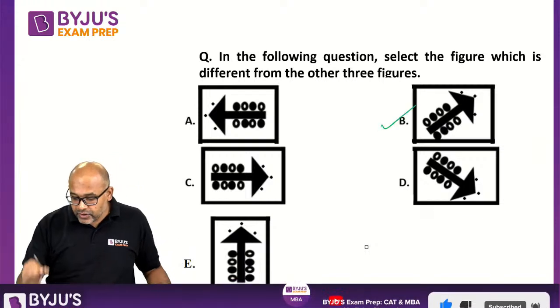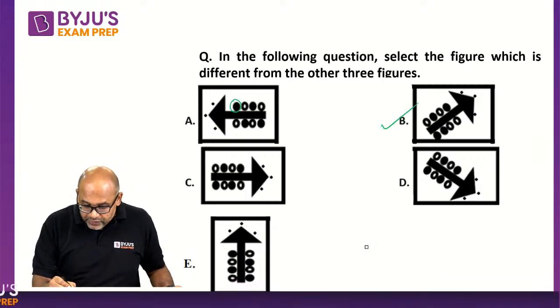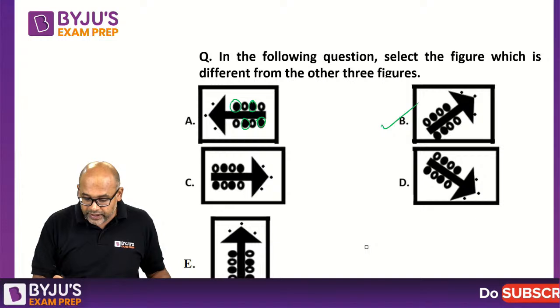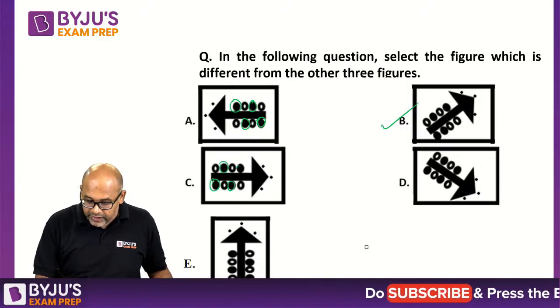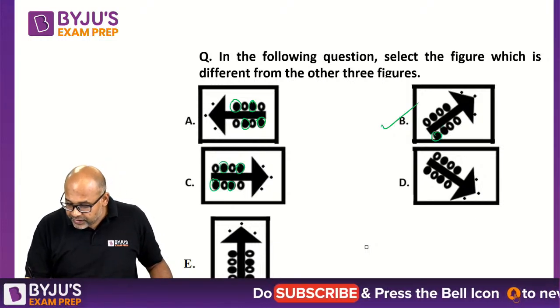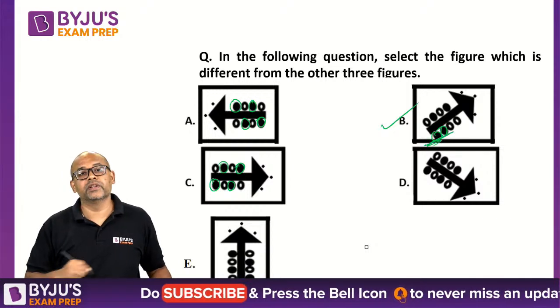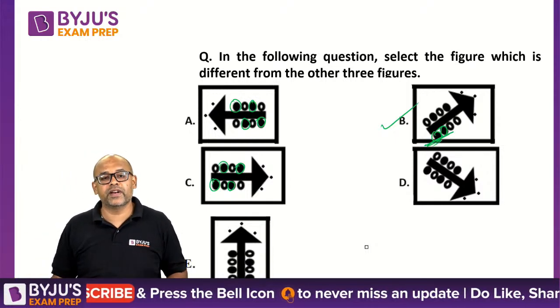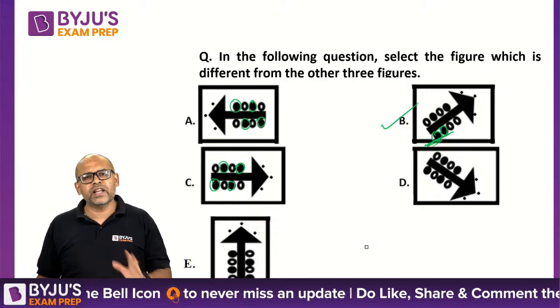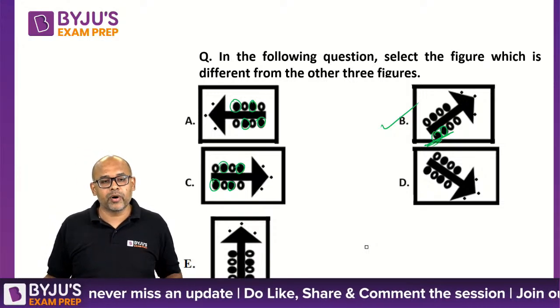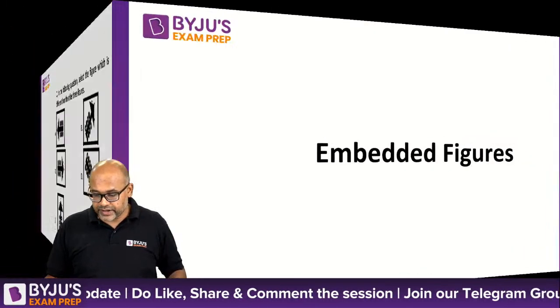So the correct answer here is option B. You can see alternate. You can see the dark ones are alternate. Except here, these are not alternate. These are next to each other. That is the only simple reason. So that's the reason why I gave you only 15 seconds. It's a very, very simple question. Nothing great about it. Let's move on to the next one.